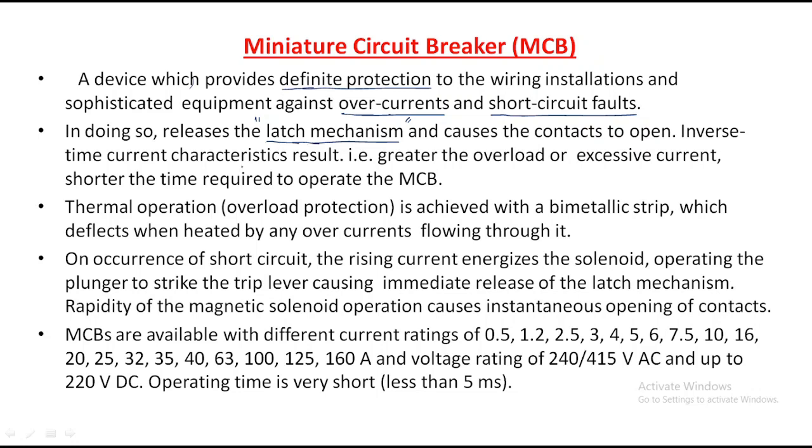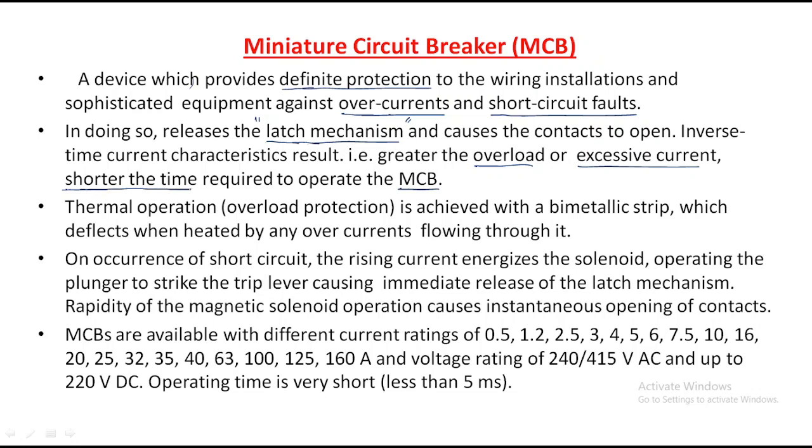Inverse time current characteristic results, that is, the greater the overload or excessive current, the shorter the time required to operate this MCB. If you observe the inverse time characteristics, we already discussed the inverse current time characteristics for the fuse. Whenever we get an overload or excessive current, compared with the fuse, it will operate in a shorter time.